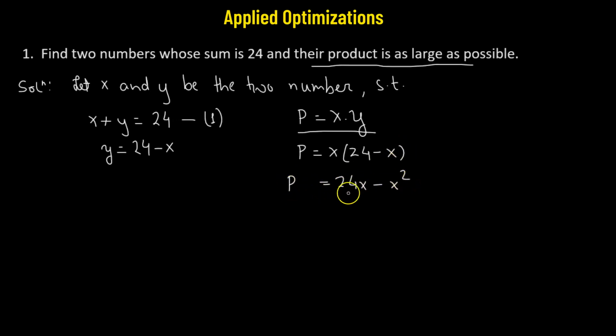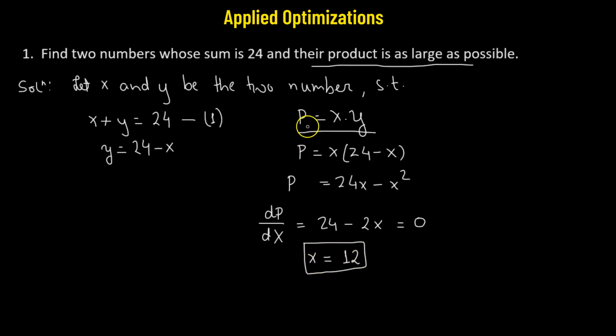So now we have a product which is entirely a function of x alone. Now we'll try to maximize this product. To do that, all we have to do is find its derivative with respect to the independent variable x. This gives us 24 minus 2x, and we set this value to 0. This helps us find the value of x, which will be 12. So here 12 is the critical value. That means for this value of x, it could either maximize the product or minimize the product. We do not know for sure whether this is the maximum value or not.